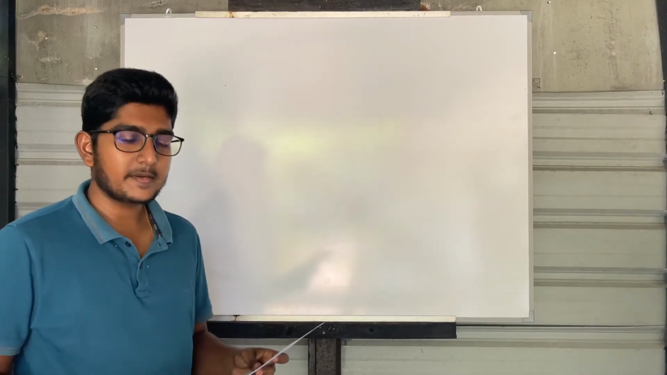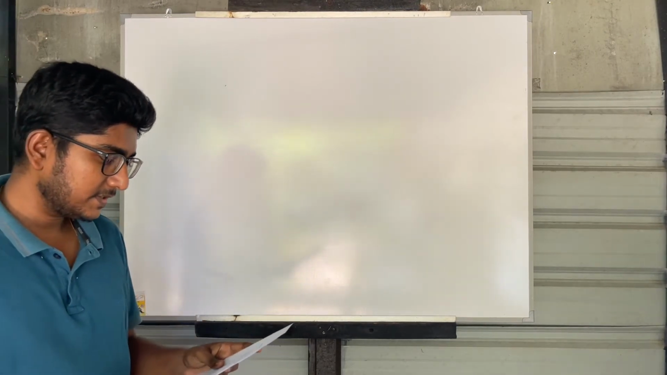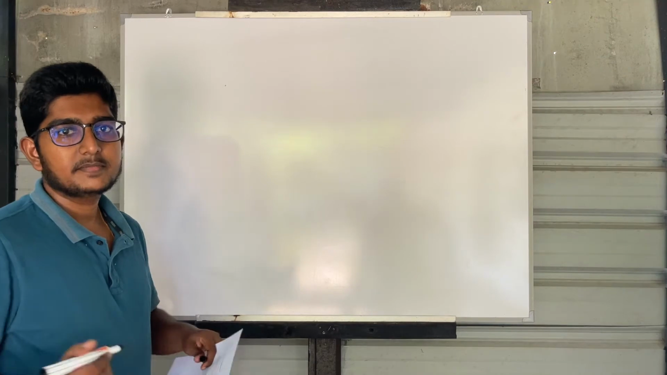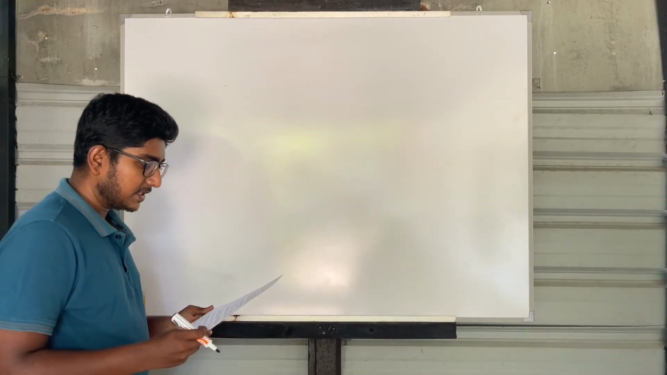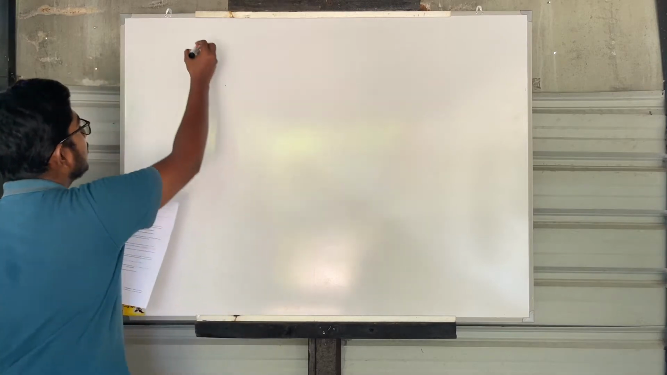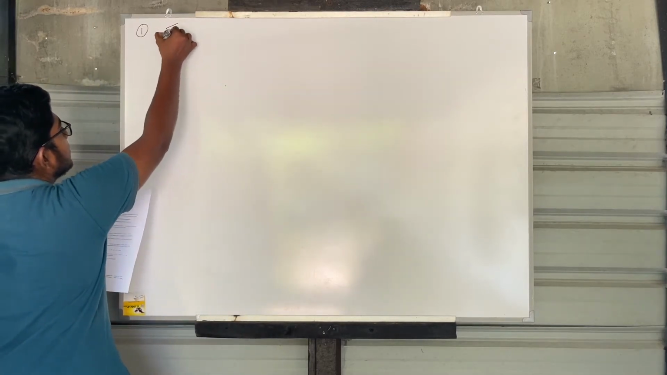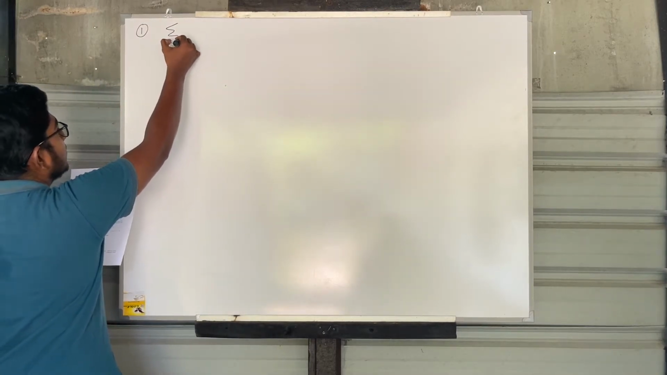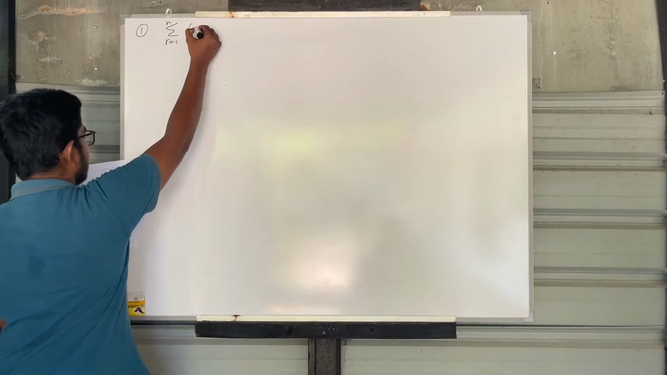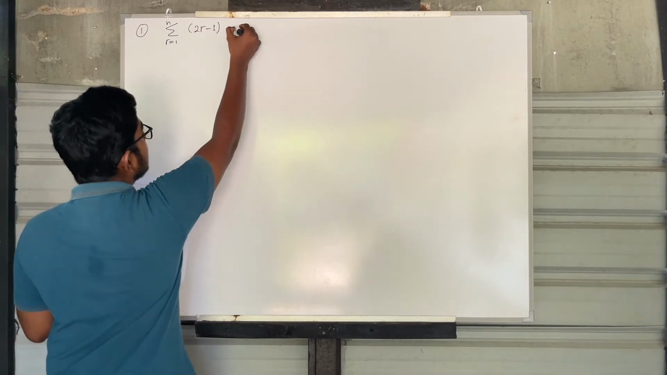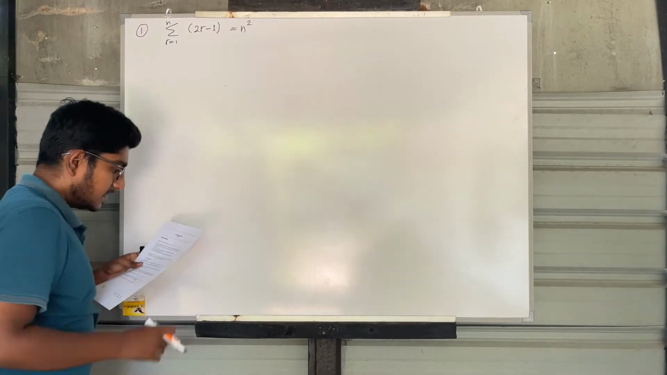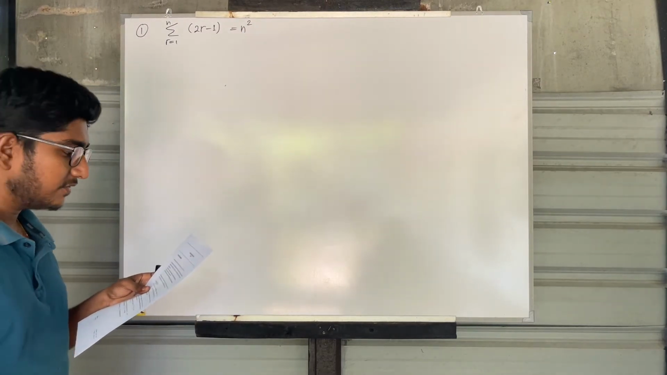Okay, first question, regarding principles of mathematical induction. Using mathematical induction, we have to prove this statement: sigma r equal 1 to n of 2r minus 1 is equivalent to n squared for all positive integers n.